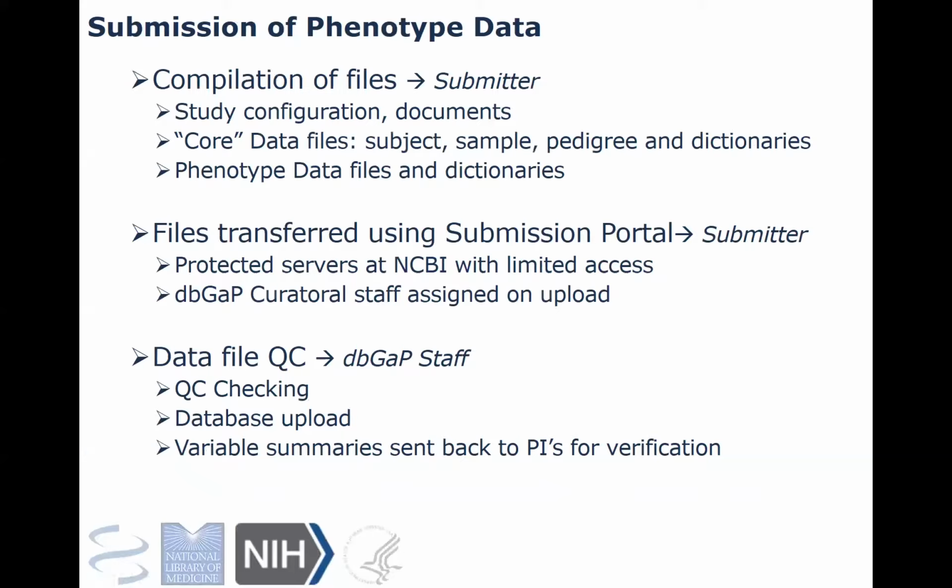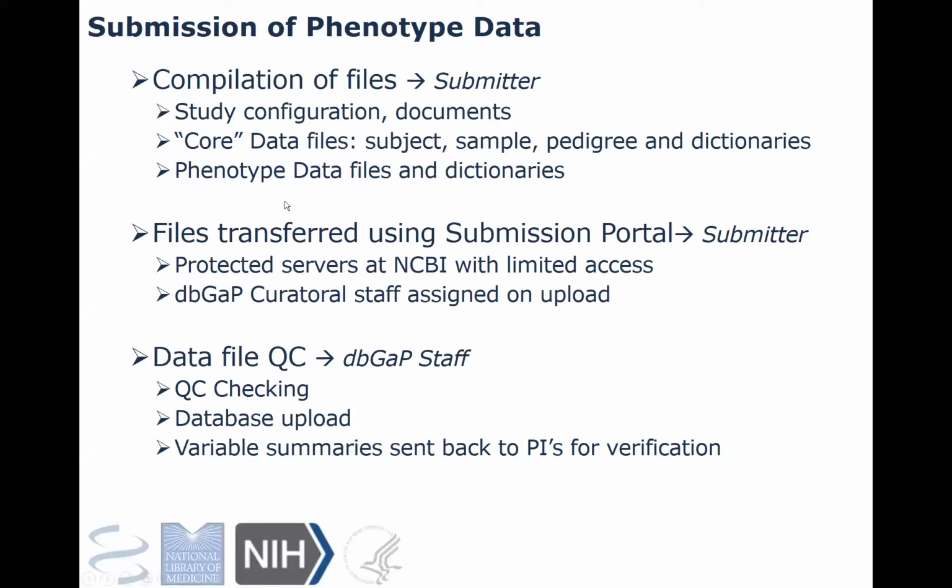The phenotype data, which is in a lot of ways the more difficult type of data that dbGaP has to process, is modeled as rectangular tables where the rows are people and the columns are exposure variables or clinical variables on that person. And the submitter needs to compile some study meta information, the core files that I mentioned, and the phenotype data files.